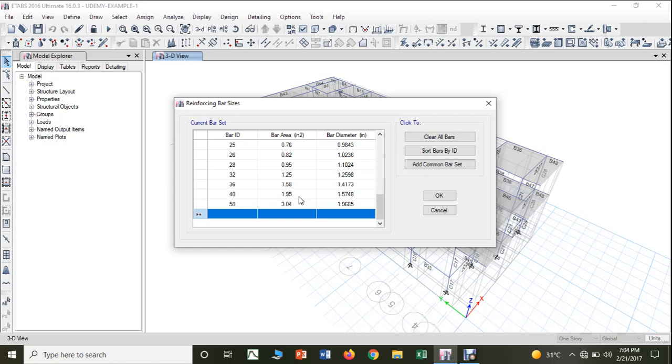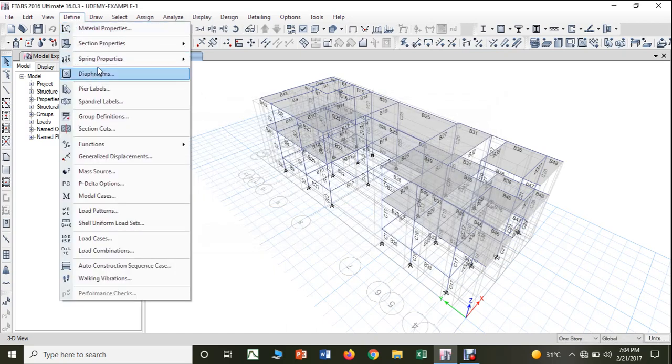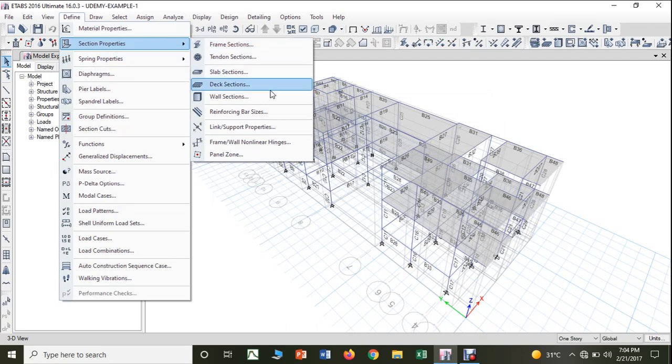Right? If you have not given any boundary, then it will do as per the IS codes with the minimum diameter. Right? So that is what we call reinforcing bar sizes. That is one of the define options that you can see that we are going to use during the design.